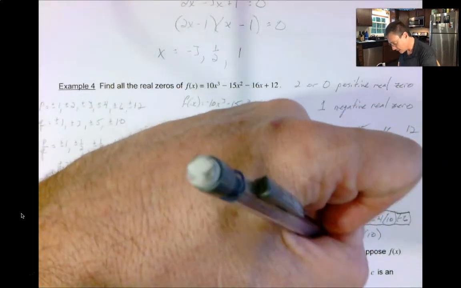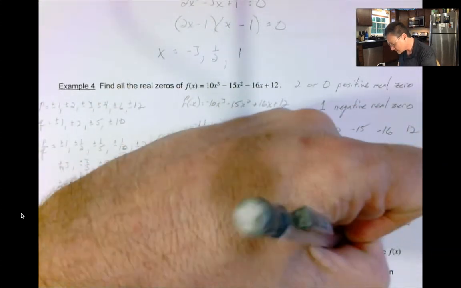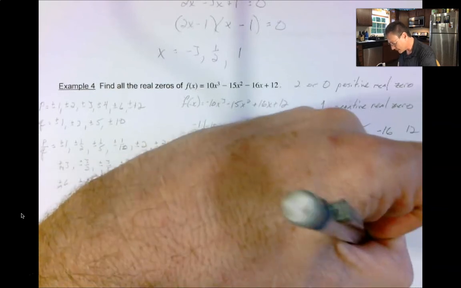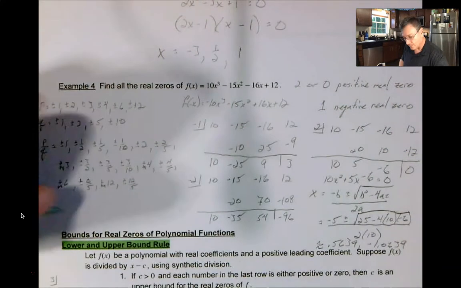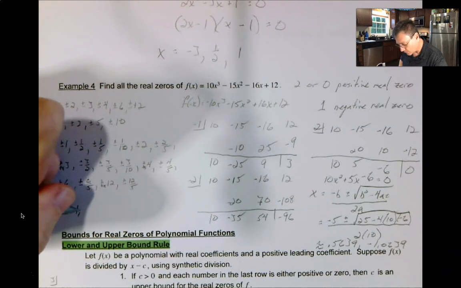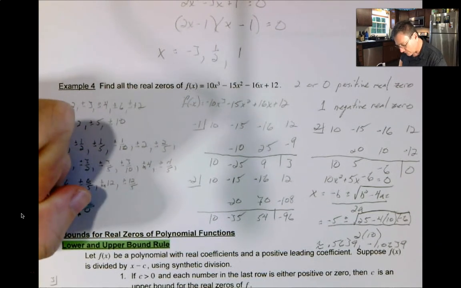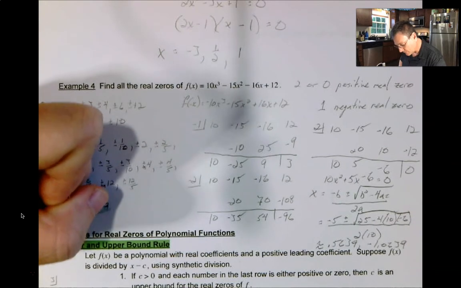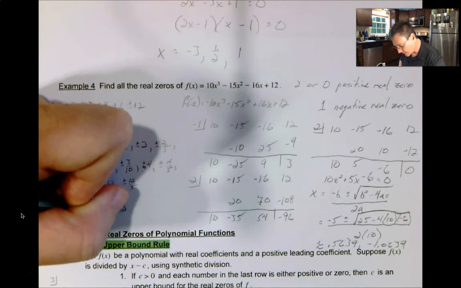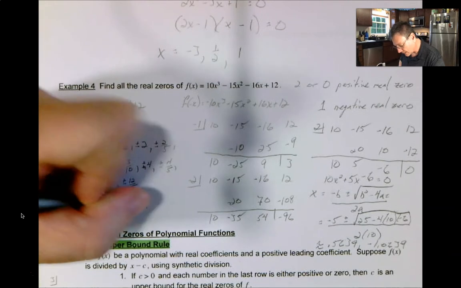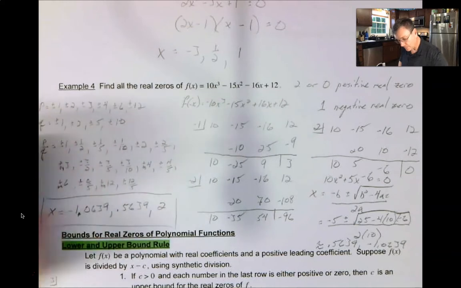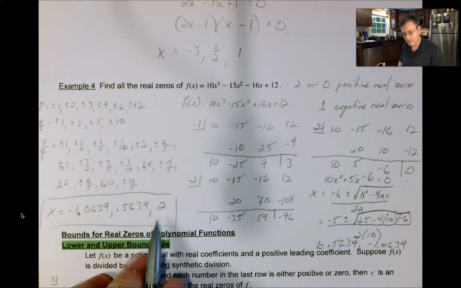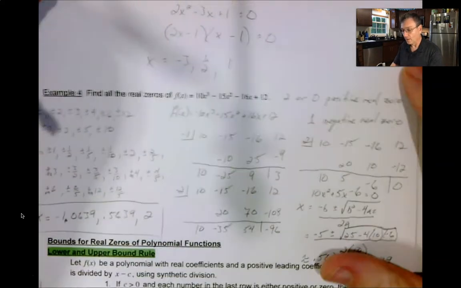The first one gives me 0.5639, and the second one gives me negative 1.0639. So that means that x equals negative 1.0639 and 0.5639 and positive 2. One negative, two positives. That's example 4.